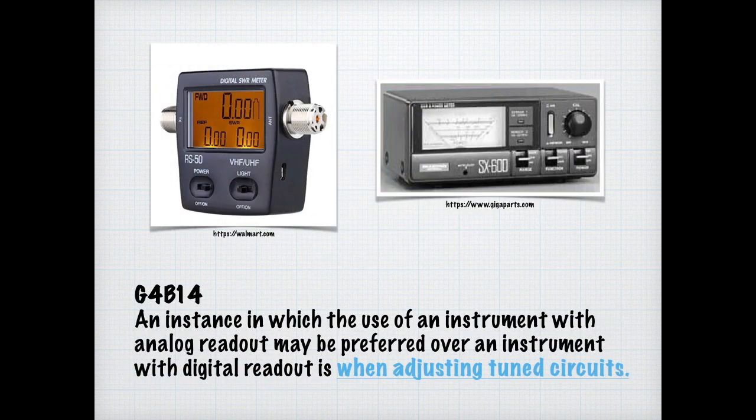It could stir up a debate between analog and digital devices, accuracy and whatever. But sometimes analog meters have an advantage over digital meters. With an analog meter, we can watch the movement. For the exam, you need to know that an instance in which the use of an instrument with an analog readout may be preferred over an instrument with a digital readout is when adjusting tuned circuits.